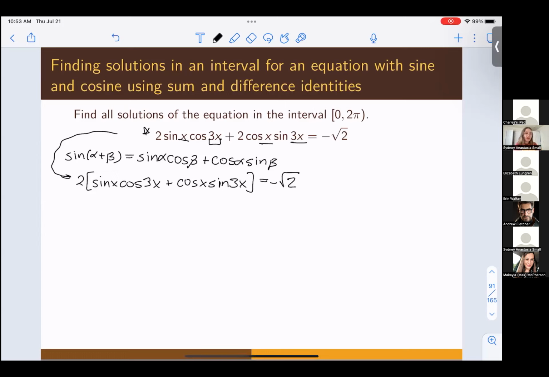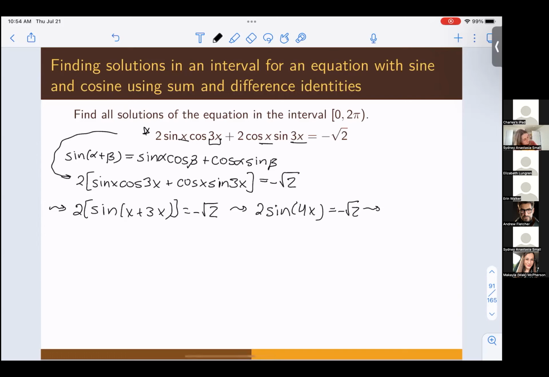Beautiful. Now that we have that, we can turn this into the sine of alpha plus beta. We said that alpha was x and beta was 3x. So we now have 2 times the sine of x plus 3x is equal to negative square root of 2. I can add the x and the 3x together to get 2 sine of 4x equals the negative square root of 2. I want to get sine 4x by itself as much as I can, so I'm going to divide both sides by 2 and get that sine 4x equals negative root 2 over 2.